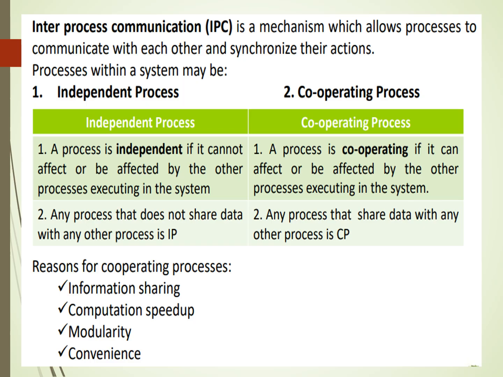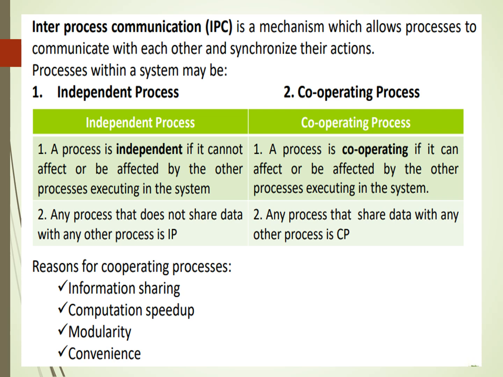So here I have given the difference between the independent and cooperative process. In an independent process, the changes done in one process are not going to be reflected in the other process. Whereas in cooperative process, if I make any changes in the first process, that will have a reflection on the next process. That means both the processes are dependent on each other.